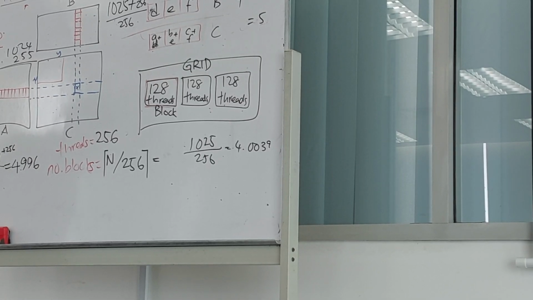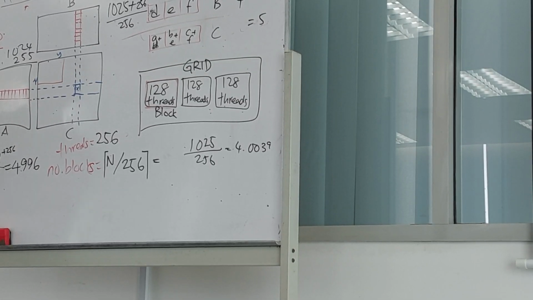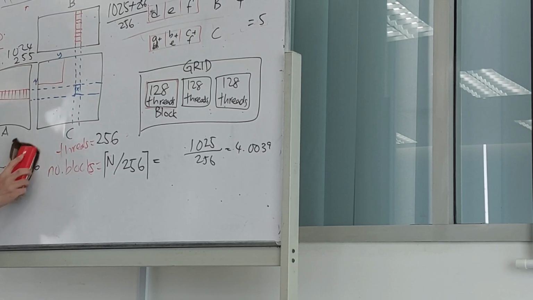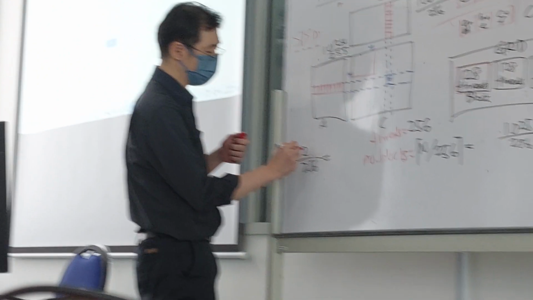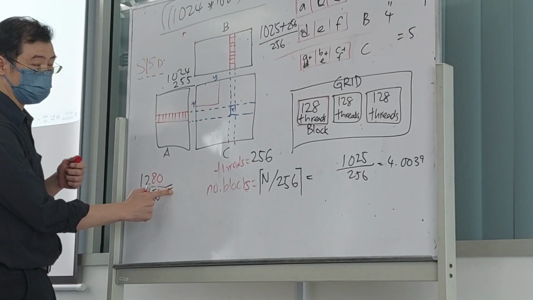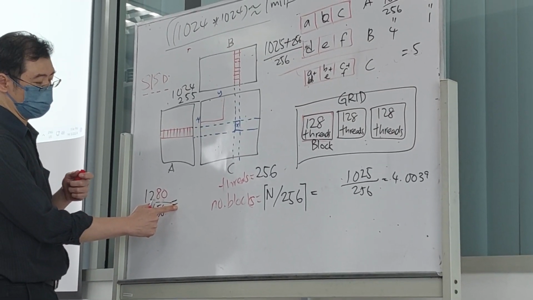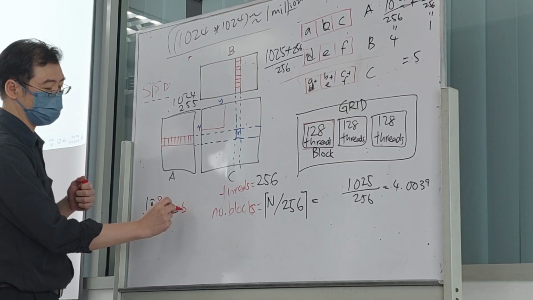Oh, sorry, I made a mistake. I should say this is 1280. Okay, and of course this one should be 5. Okay, let me repeat again. If this is 1280, right? What do I get here? I get 5, isn't it?